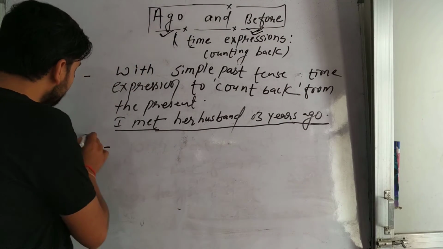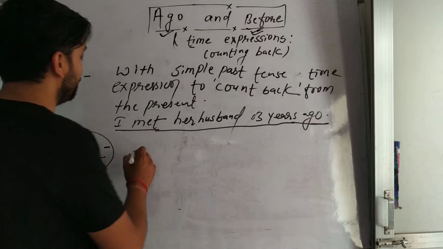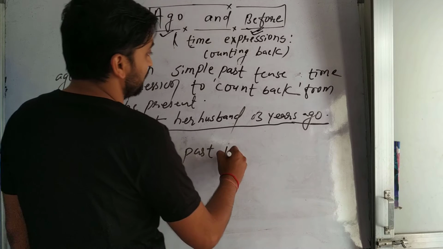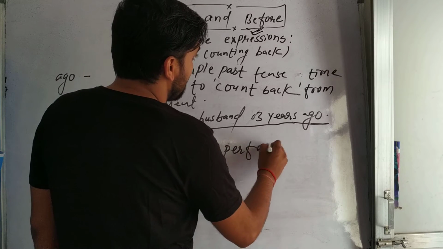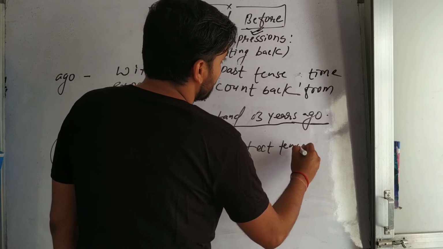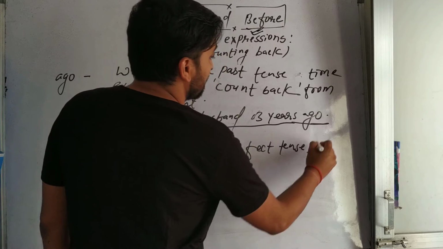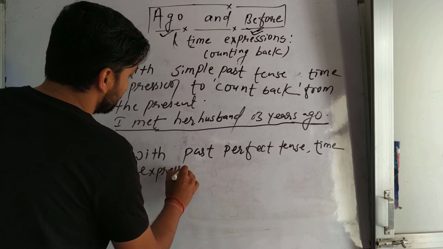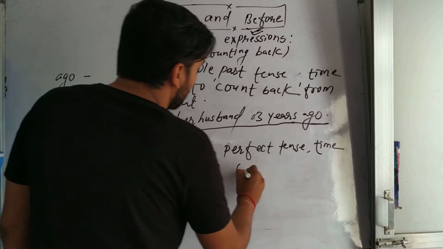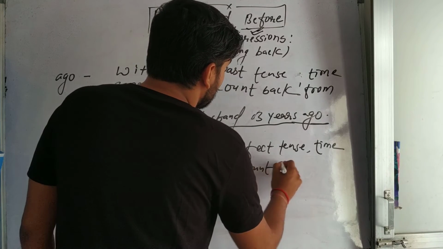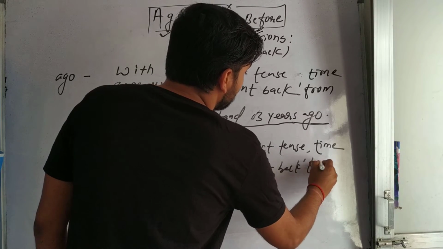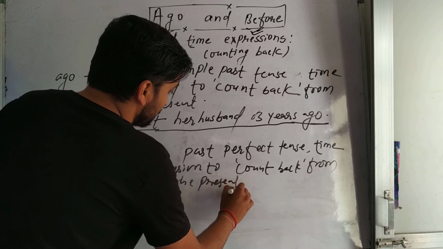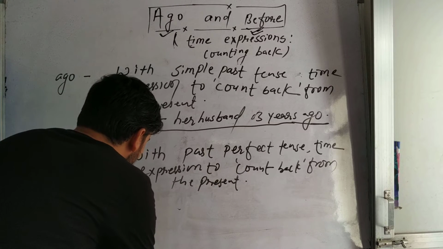Okay, that is ago. And before, now see. So before is used with past perfect generally. It is used with past perfect tense, and with time expression, to count back from the present. Okay, see the example.